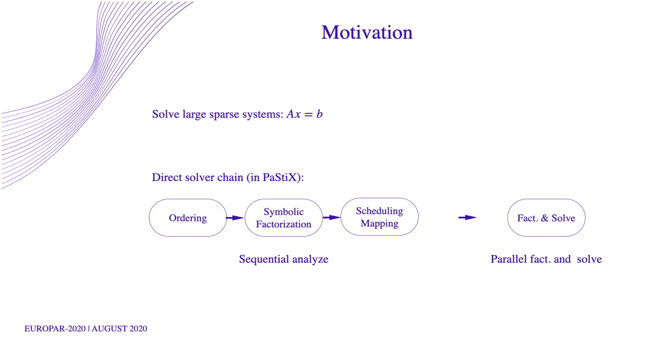Sparse matrix solvers are going to solve the linear system AX equals B, in which A is very large and sparse, with lots of zeros included. Generally speaking, there are direct methods and iterative methods. In PaStiX, a direct matrix solver is considered in this work. The solving is composed of a sequential analyze step and a parallel factorization and solve step. We focus on the scheduling and mapping phase in this work.